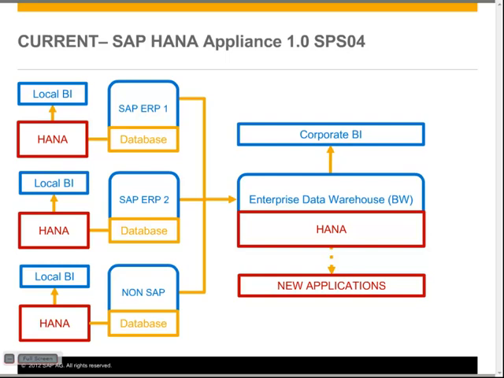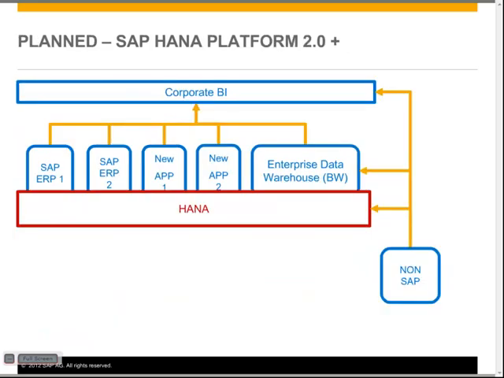What we are going to see in the future should be described by this slide here. So what's planned for 2.0 is one HANA database providing storage for ERP, BW, and BI, or any other new application.